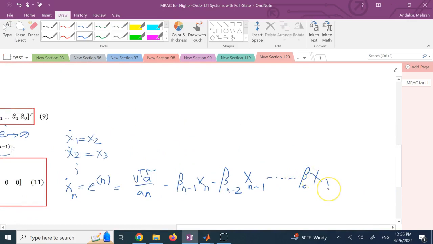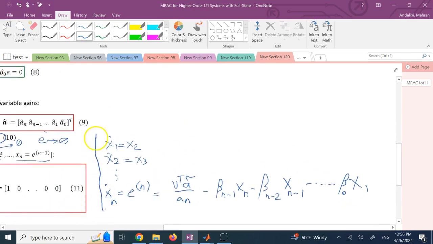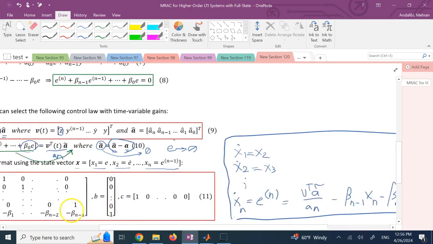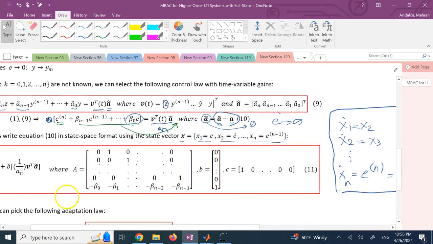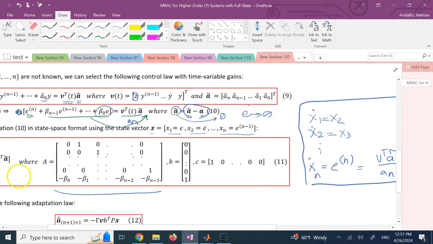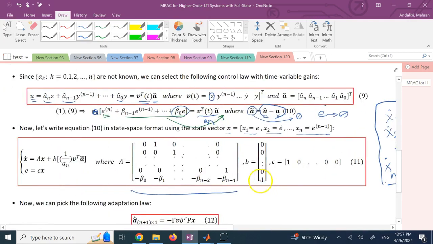Okay, so these are your state space equations. And now we want to write it in a matrix format. So if you write it this way, x dot equals Ax plus B times the right-hand side, then the A matrix is going to be this. The B matrix, since only the right-hand side is affecting the last derivative, will only have a 1 here. The output of the system, y, is equal to e.